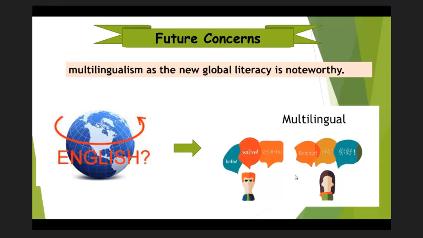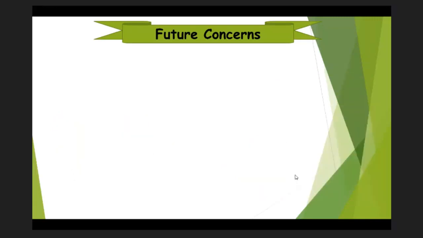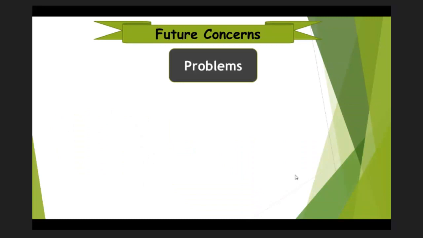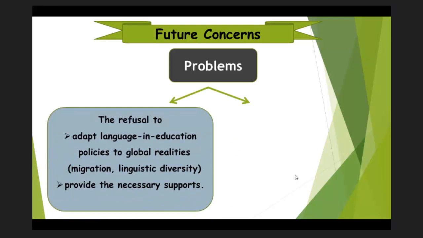But multilingualism may face some problems, which are defined differently from different views, and I will mention two. The first problem may be the refusal to adapt language in education policies to global realities, like immigration and linguistic diversity, and they may also refuse to provide the necessary support. The refusal may come from different levels: individuals or groups of people, different nations, or different governments.